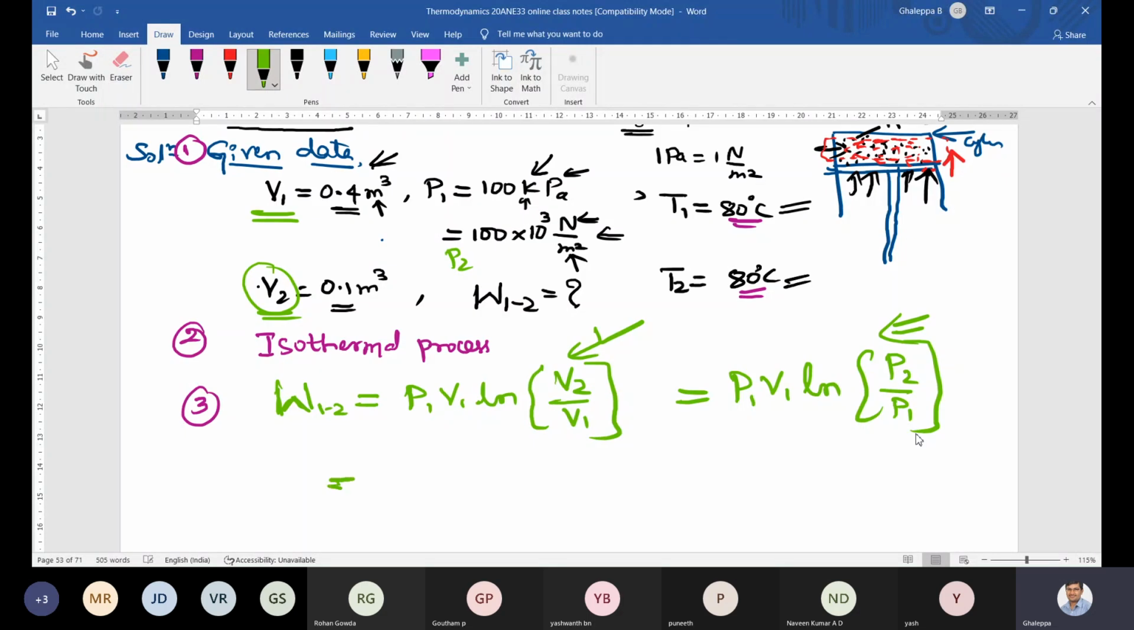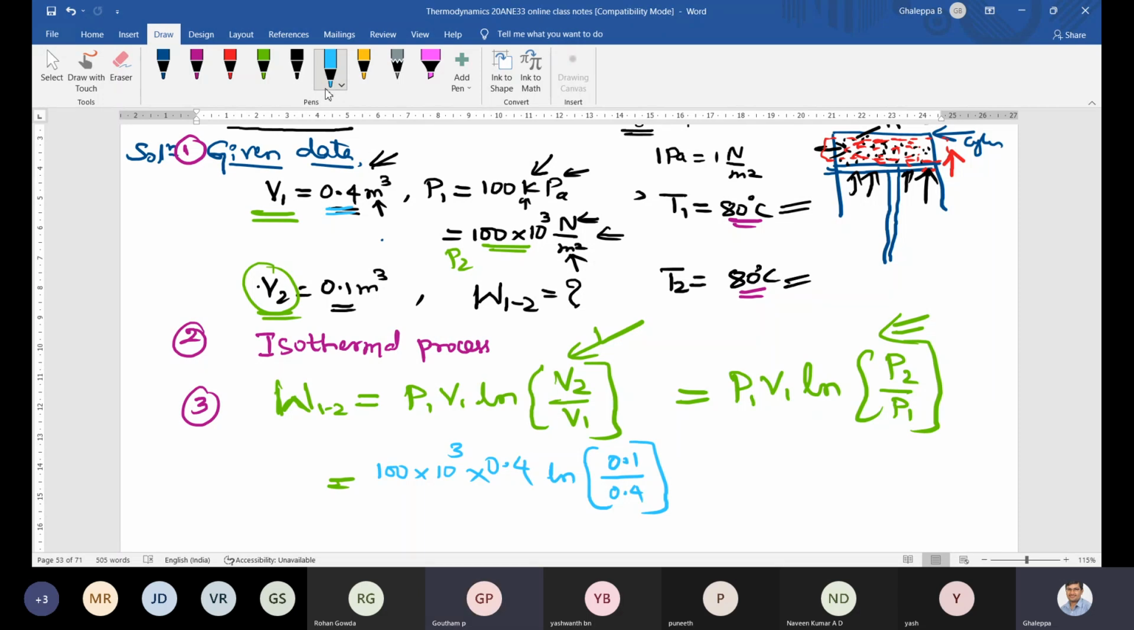Now we'll substitute the values. How much is the value of P1? 100 into 10 to the power of 3, into V1 which is 0.4, ln of 0.1 divided by 0.4.